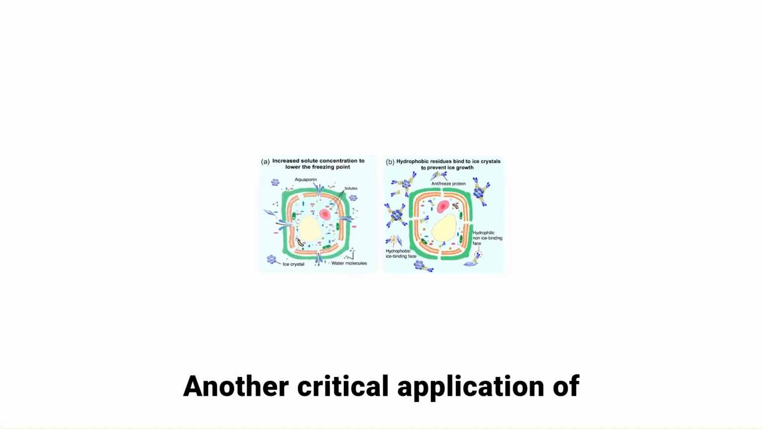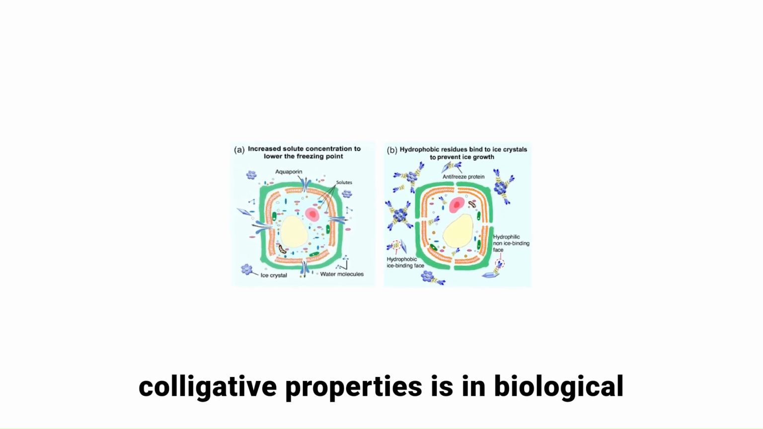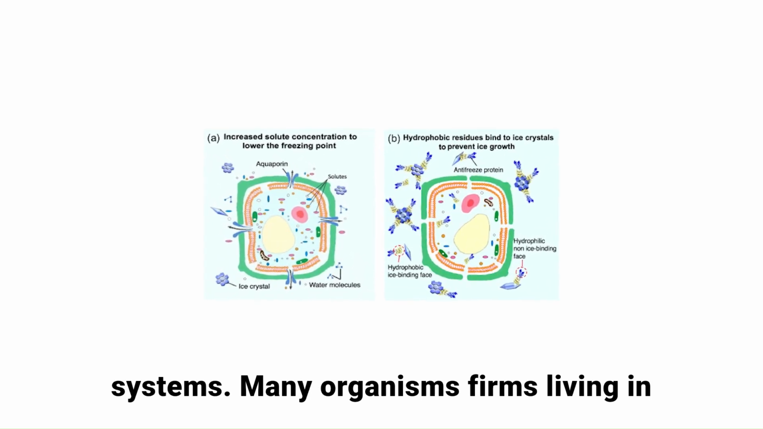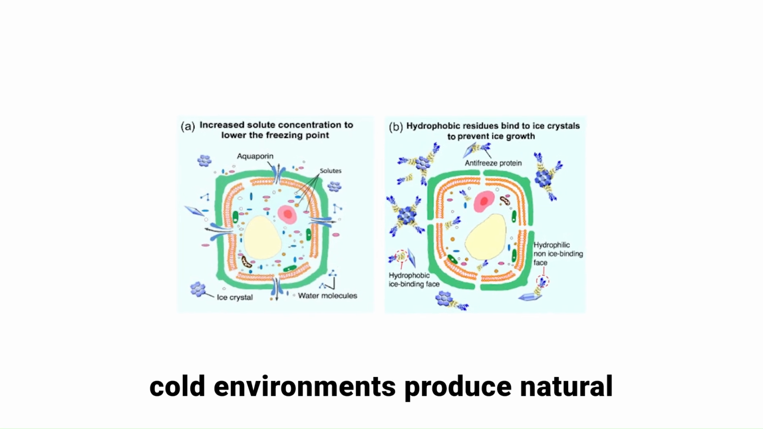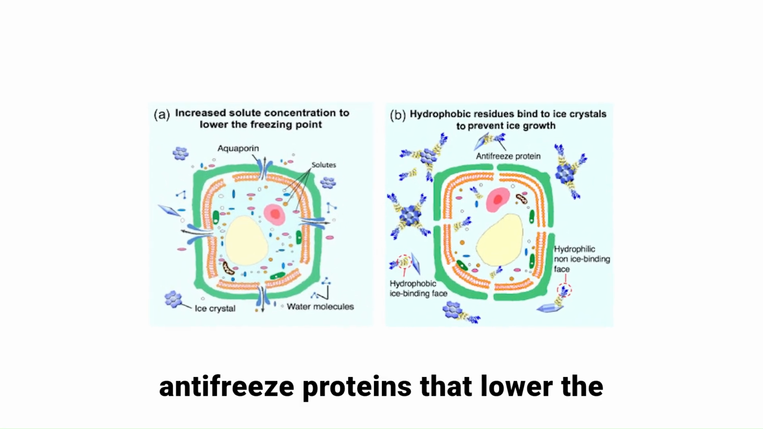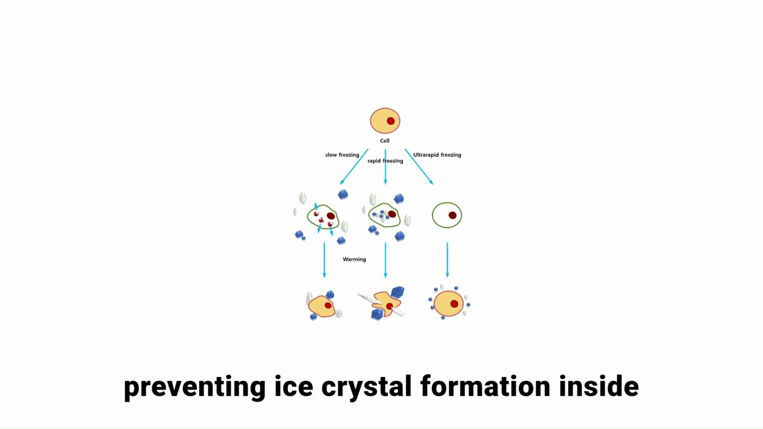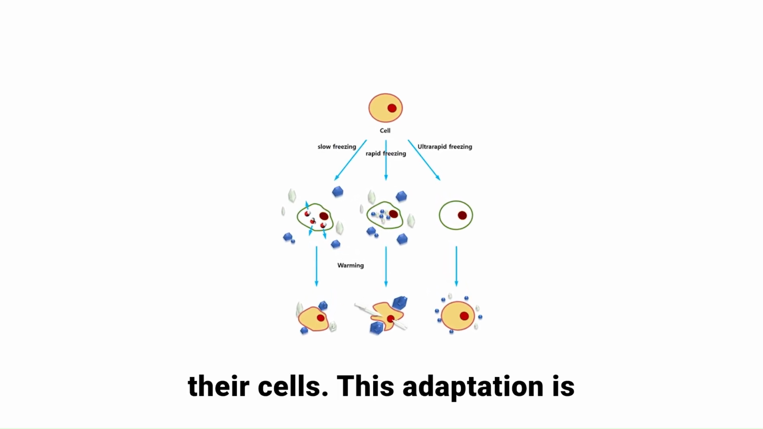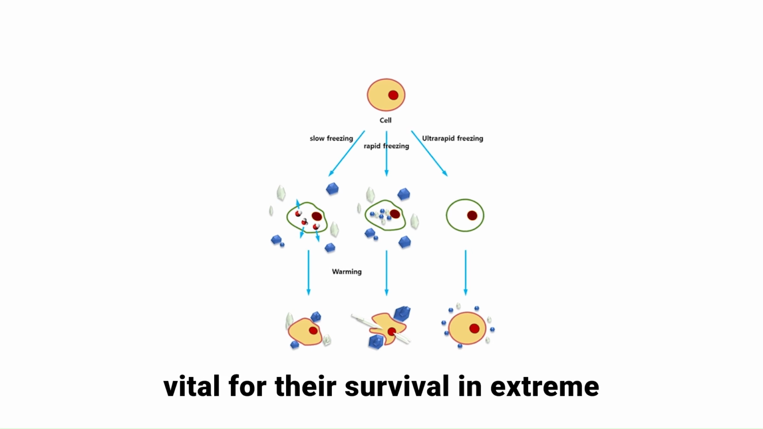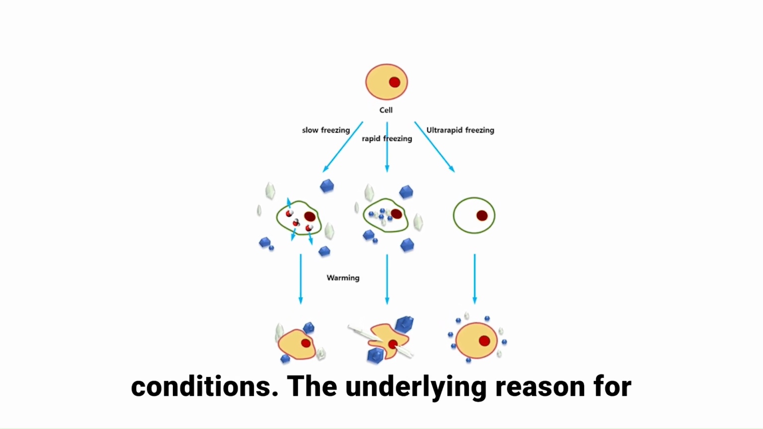Another critical application of colligative properties is in biological systems. Many organisms living in cold environments produce natural antifreeze proteins that lower the freezing point of their bodily fluids, preventing ice crystal formation inside their cells. This adaptation is vital for their survival in extreme conditions.